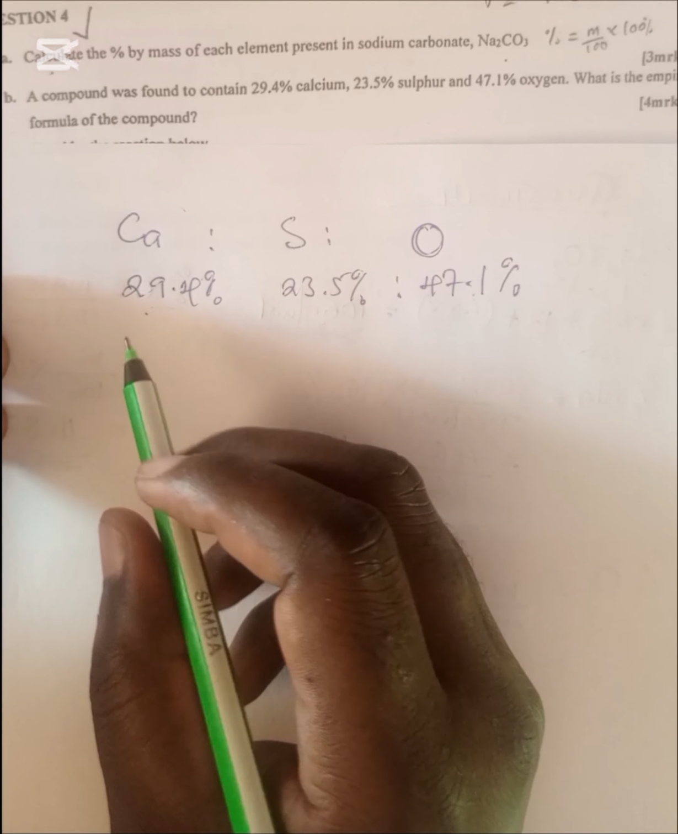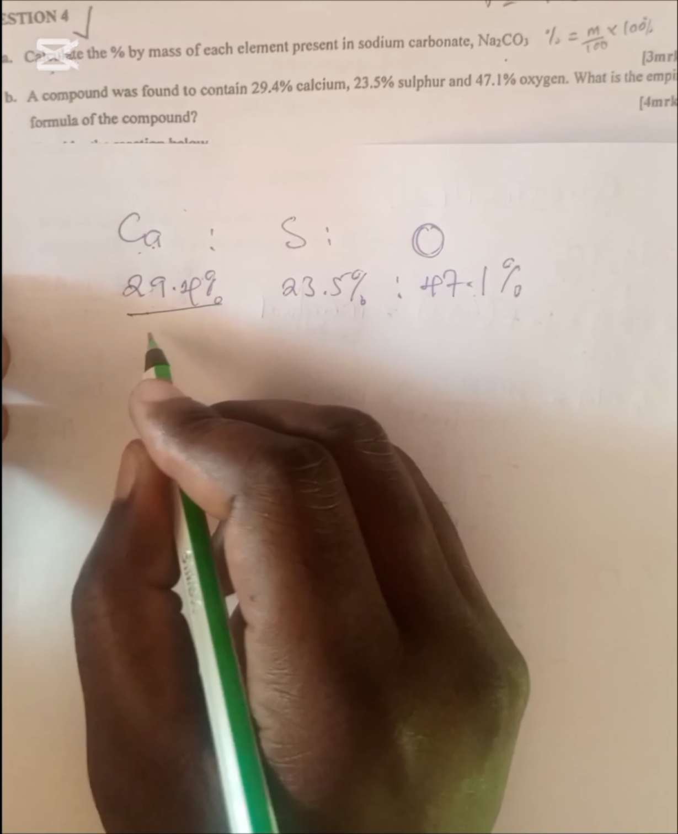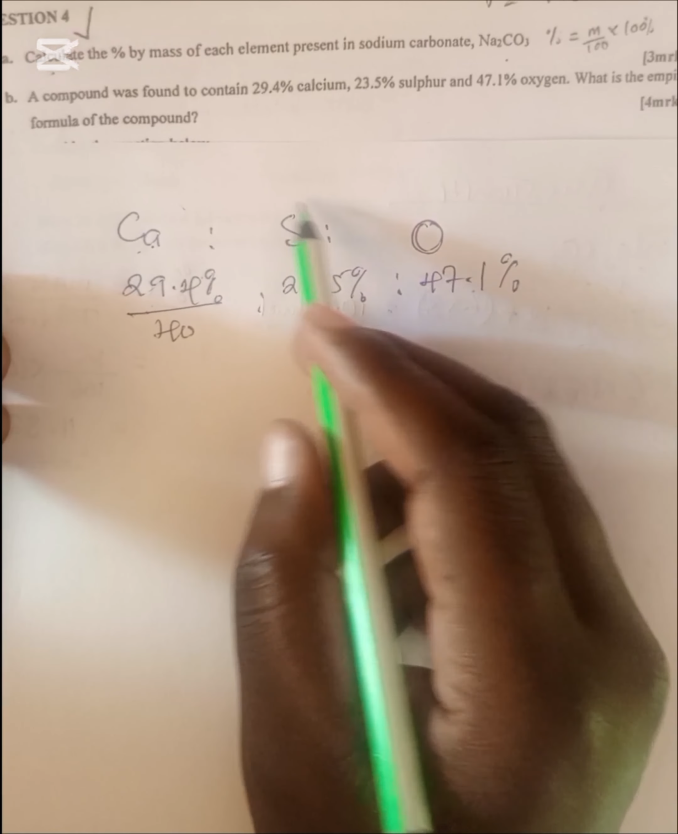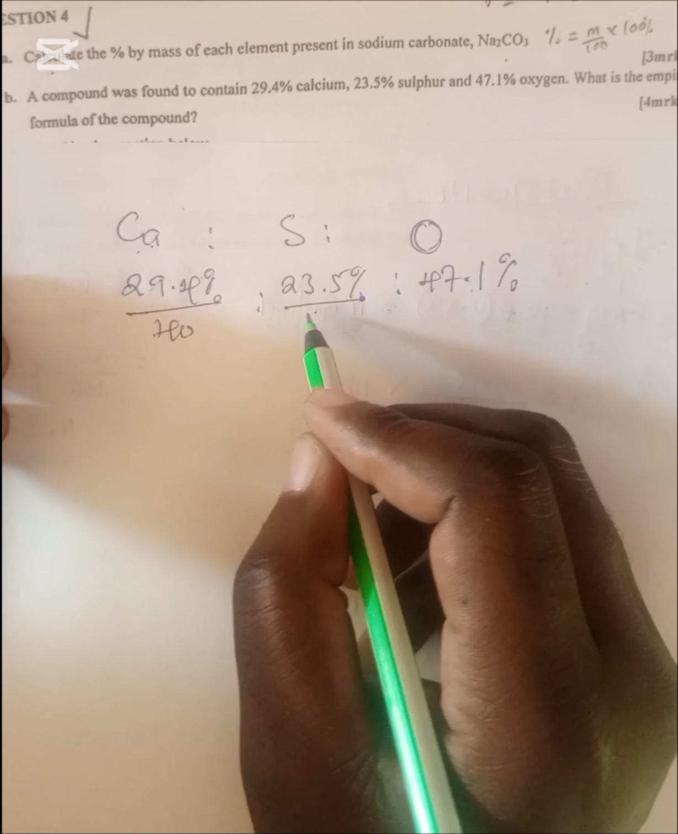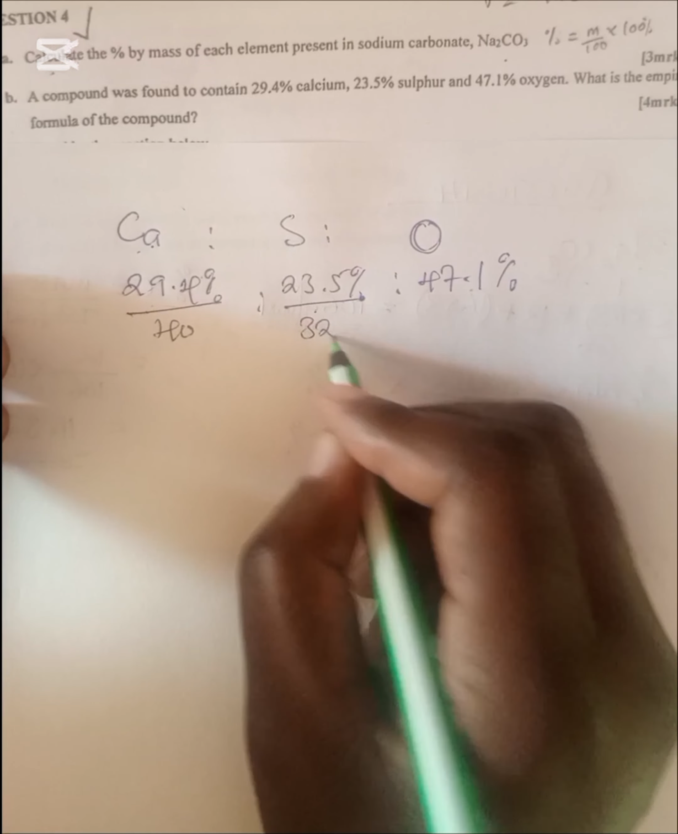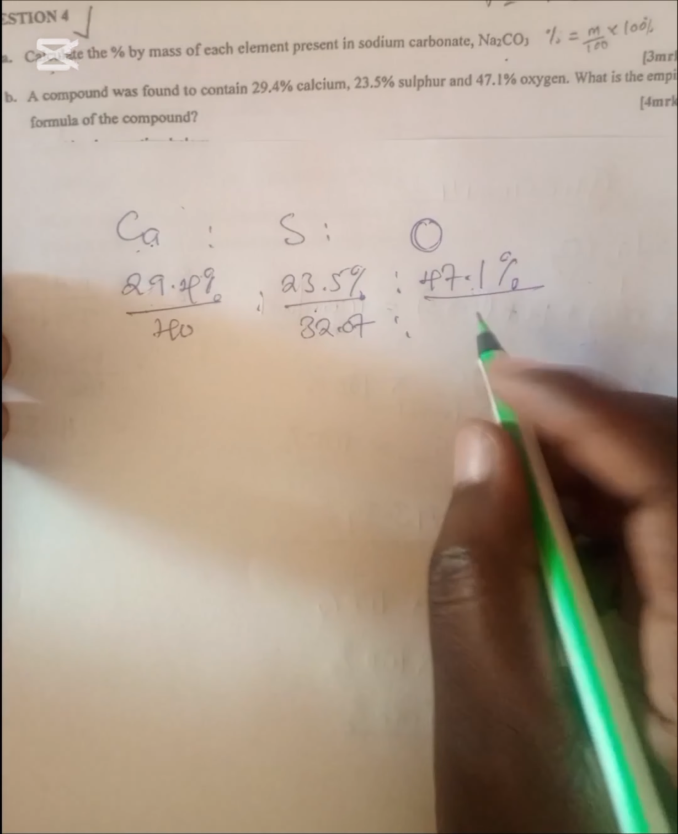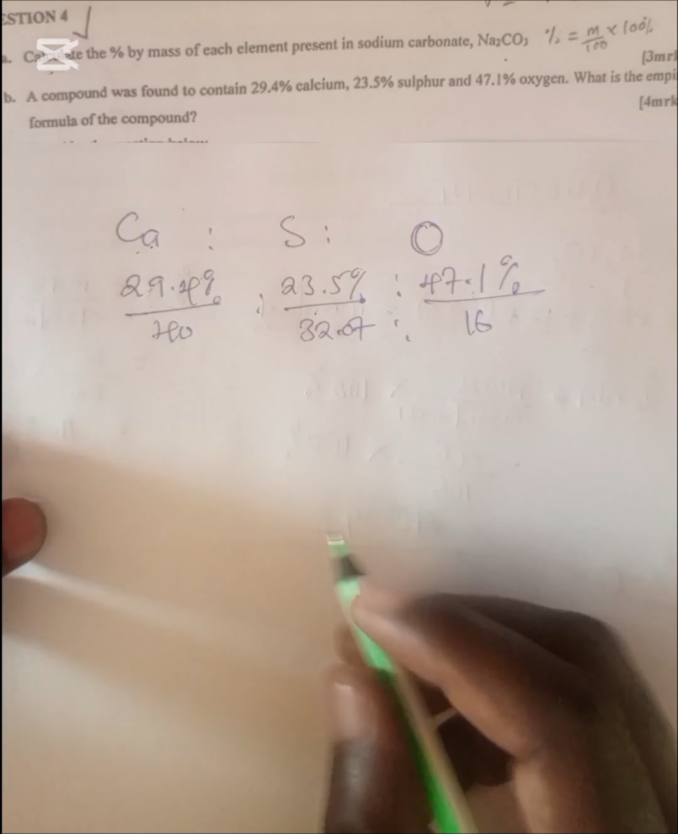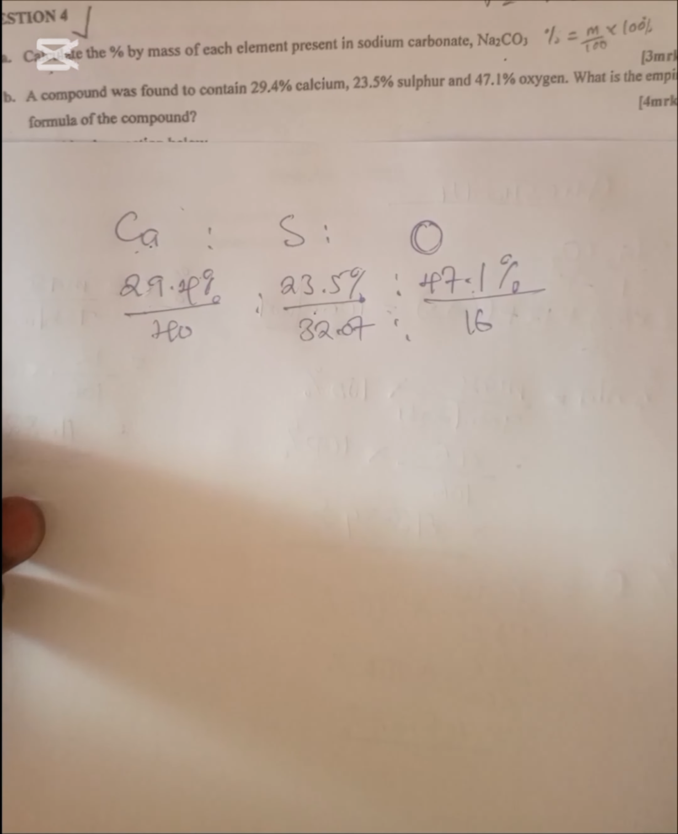element. The mass number for calcium here is 40, so we're going to divide this percent by 40. We do the same on sulfur. The mass number for sulfur, if you check on the periodic table, is 32.07. For oxygen, the mass number is actually 16, so you divide that given percentage by 16. When you divide everything, let's do that on the calculator and see what we are going to get.